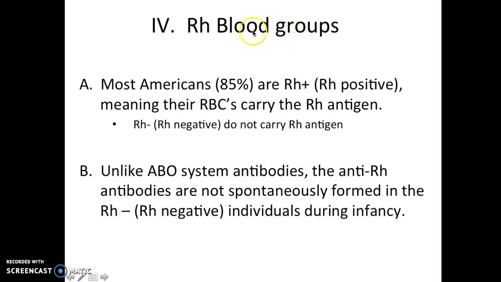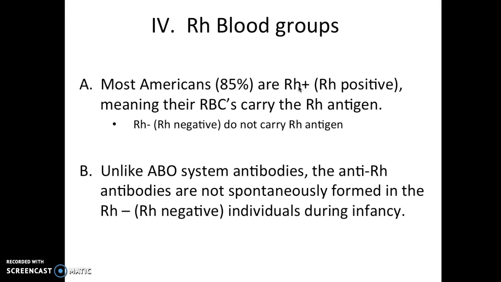So, Rh blood groups. Most Americans, 85% of us, are Rh positive. So not only do you have an antigen that is A, B, or AB, you also will have an Rh. If you're Rh positive, that means you have the Rh antigen. If you're Rh negative, it means you do not have the Rh antigen.